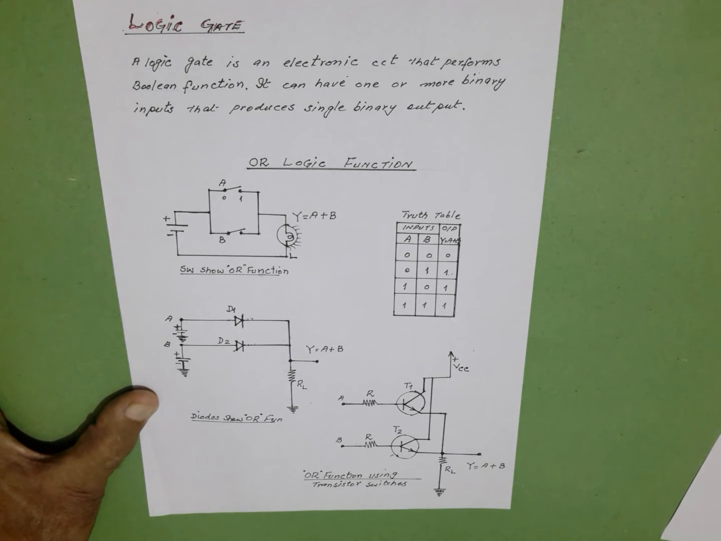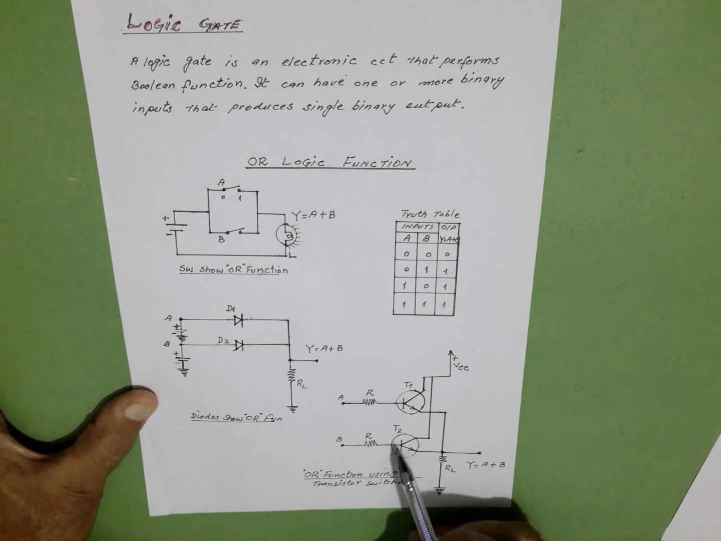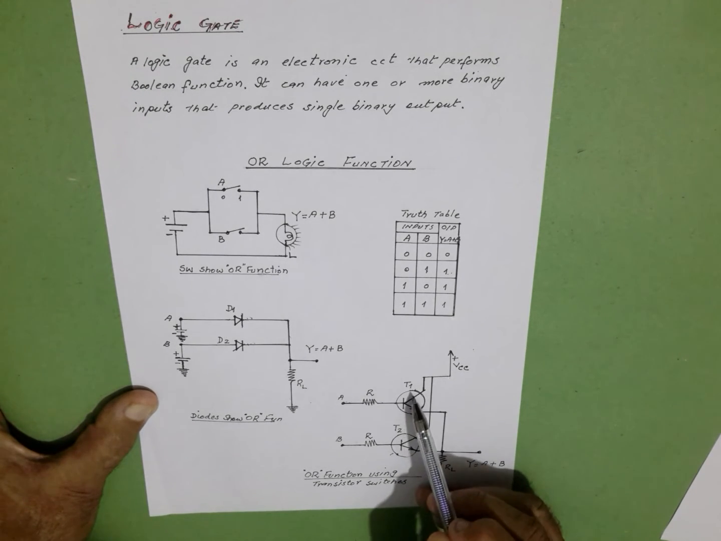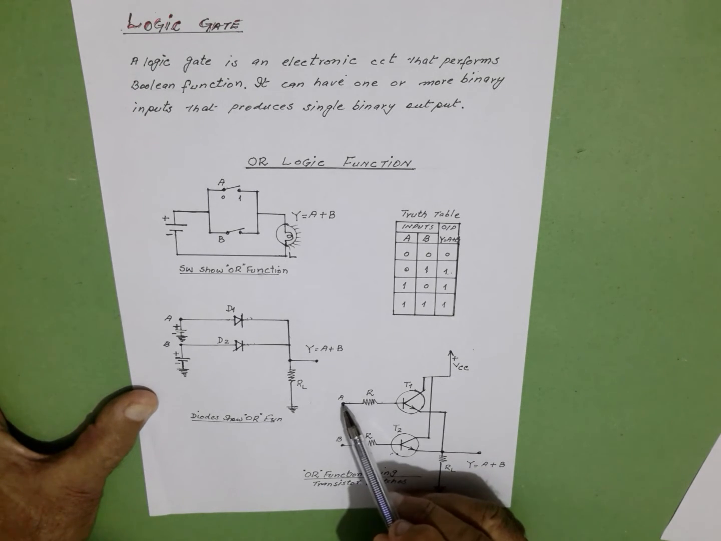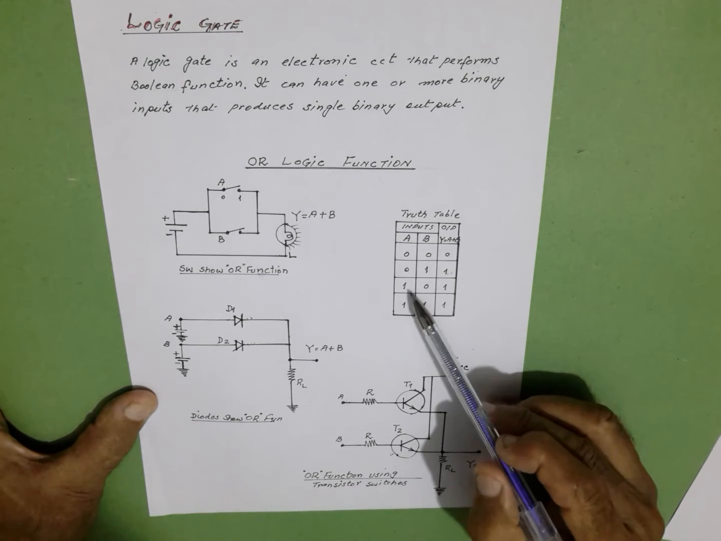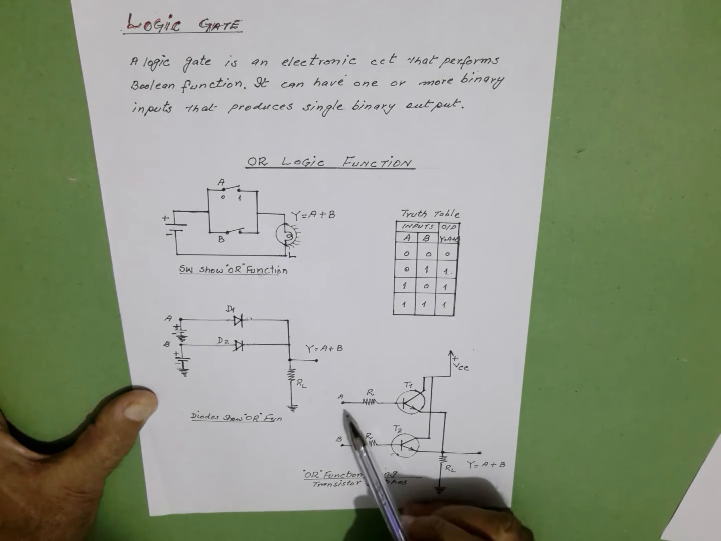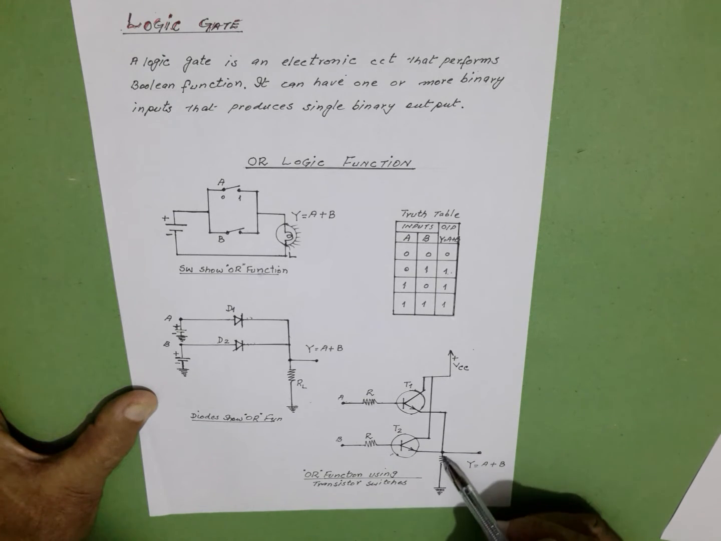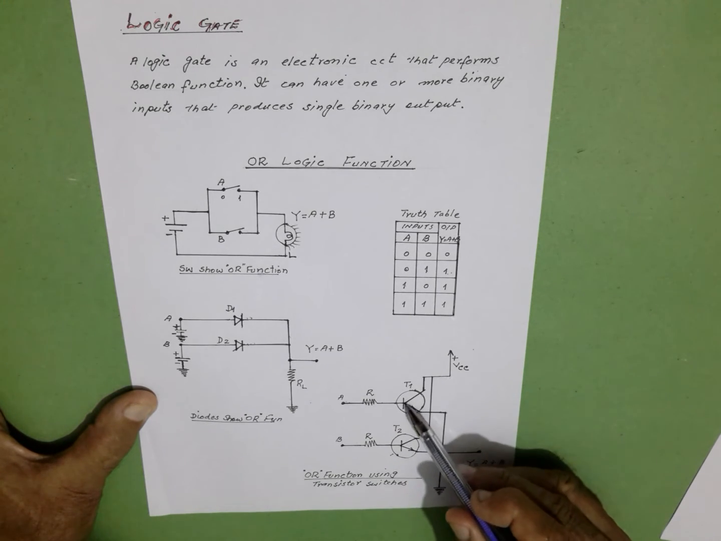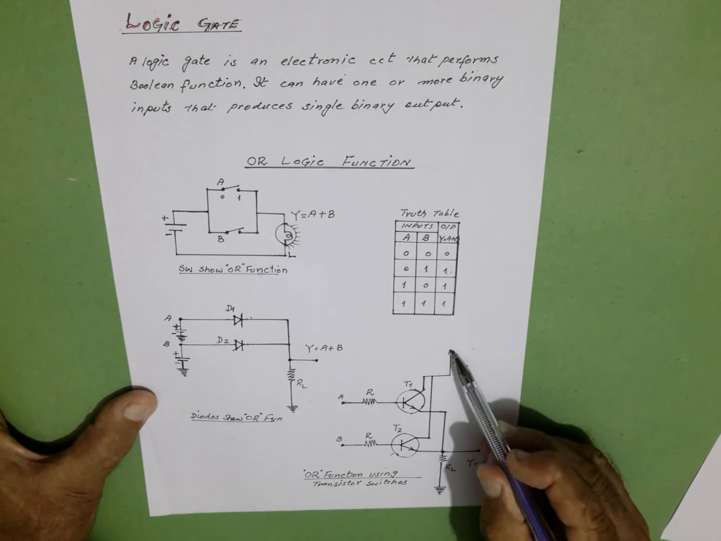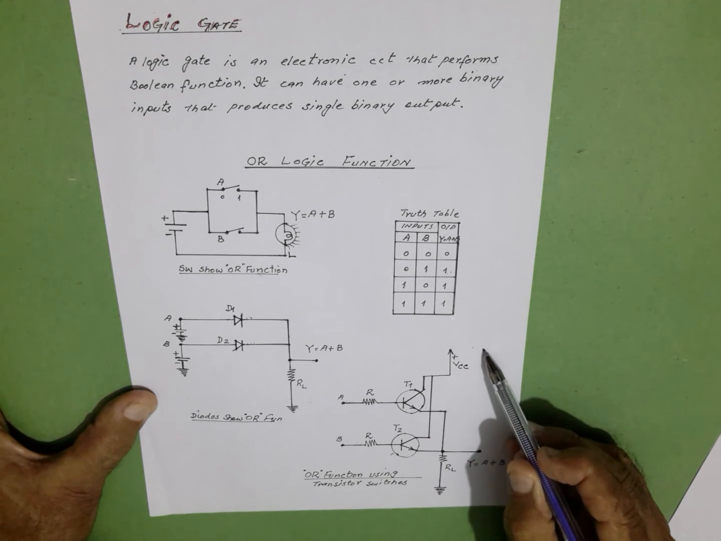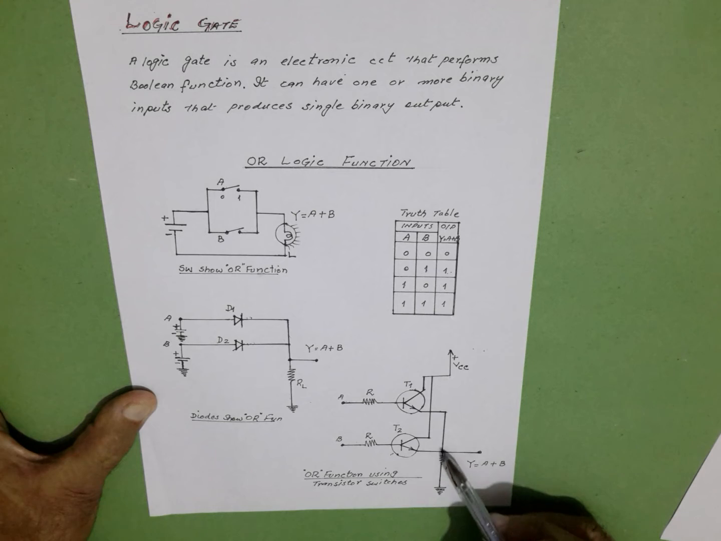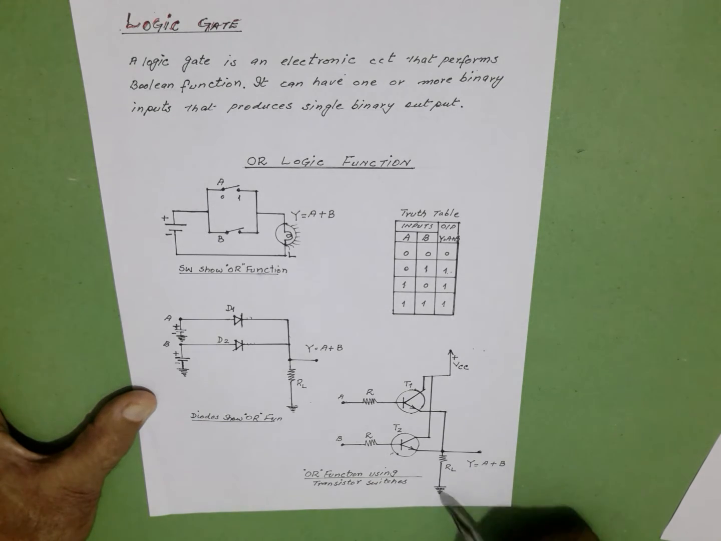For the third combination, T2 is reverse biased and T1 is forward biased, by applying a logic 1 voltage here. Since T1 is forward biased, current can flow from ground through RL, through the T1 transistor to positive VCC, to negative VCC, to ground, and from here we get output voltage across RL.